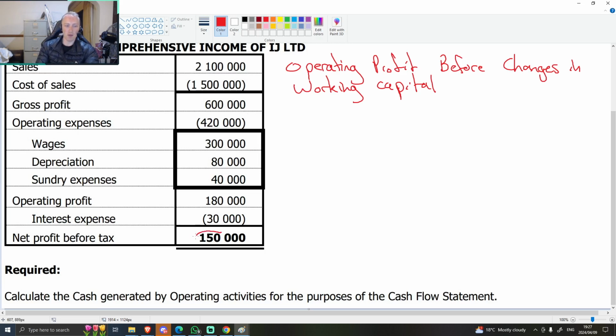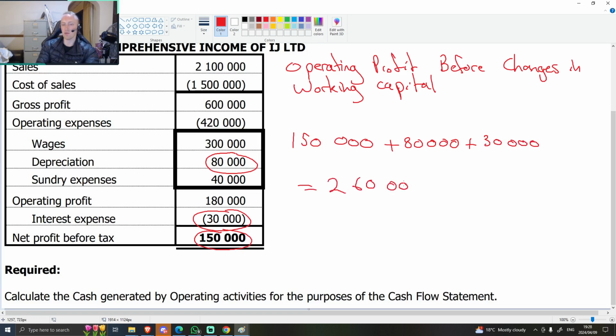Well, it's net profit before tax, 150,000. Add back in depreciation, 80,000. See, there it is, 80,000 depreciation. And add back in the interest expense, which is there, 30,000. And that would give us 260,000. So let's see what that looks like in the correct format of the cash flow statement.